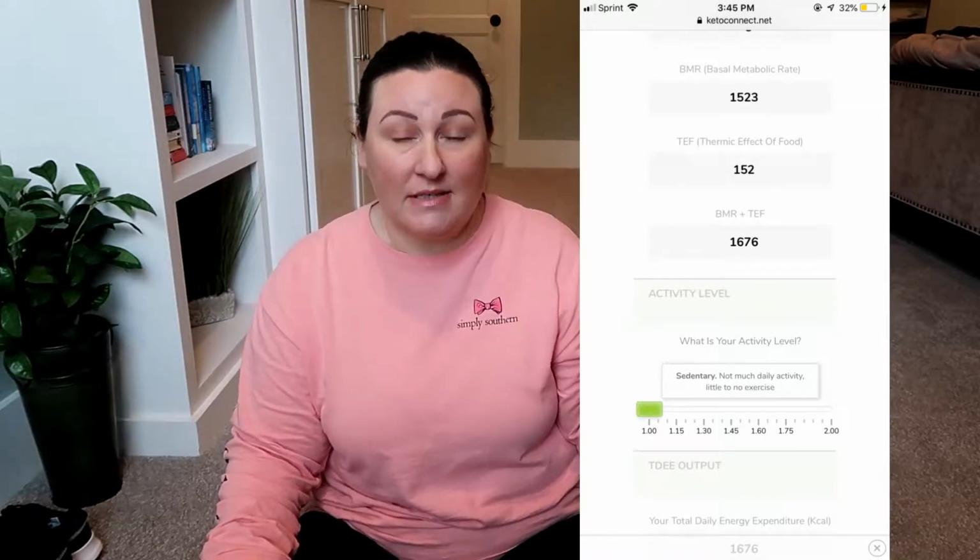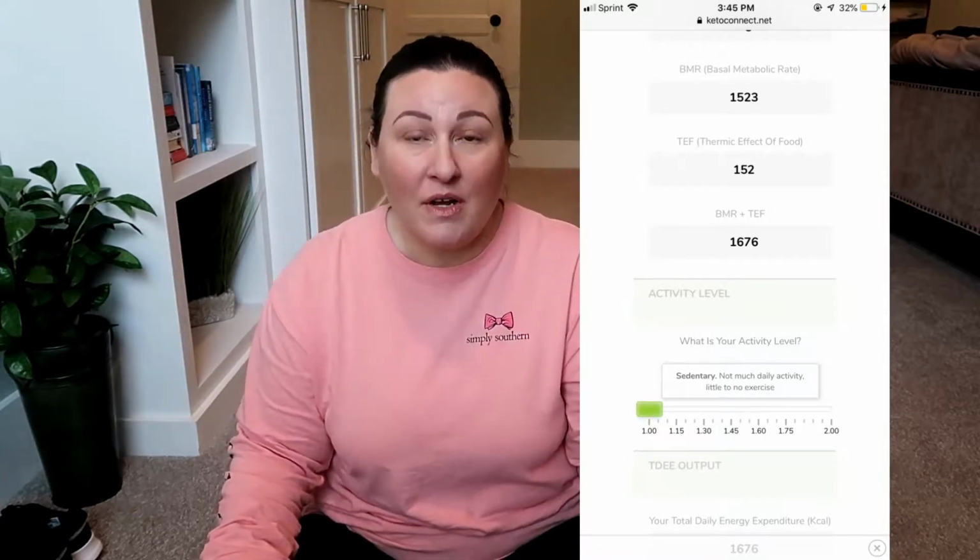Say, I am completely sedentary. Unless you're working out hard in the gym hours and hours a day, or you're an athlete and are working hours and hours a day, that would really affect this. But for most of us, especially those of us that have had weight loss surgery, we're going to put it as sedentary. Just trust me on that. It comes out more accurate if you do that as far as for weight loss.